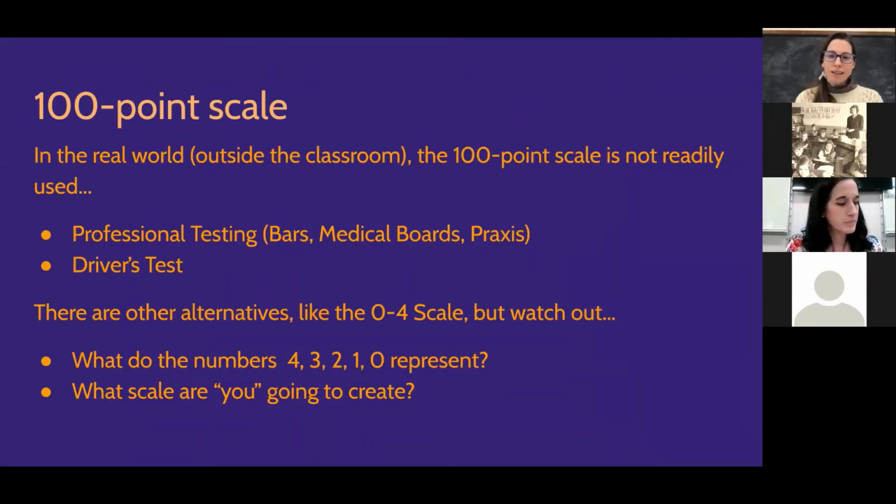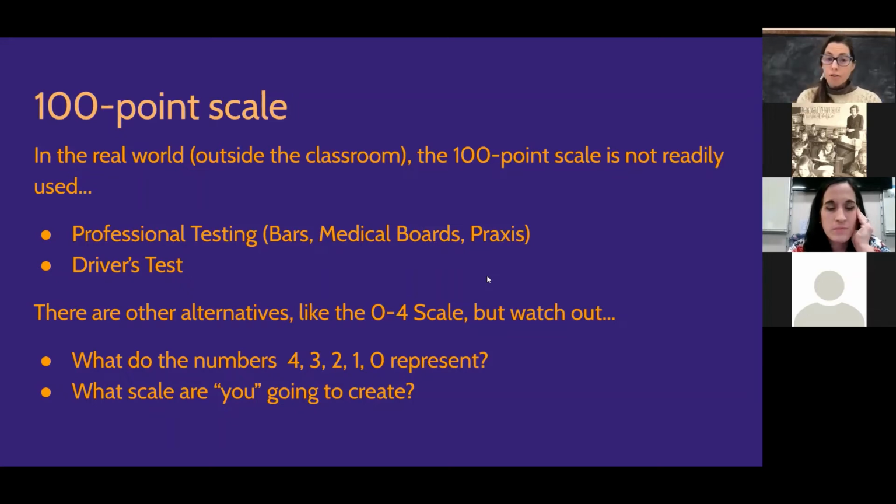So I know that it depends on what school you're in, whether you're using a 100-point scale or a 0 to 4 scale, but just thinking about these different scales in the real world outside of the classroom, the 100-point scale is not readily used. If you think about when you took your Praxis test or your driver's test, everyone got the same license that everyone else got. I didn't have on my license that this was my second or third or fifth time doing it. So I think it's important that outside of the classroom, we don't readily use the 100-point scale.